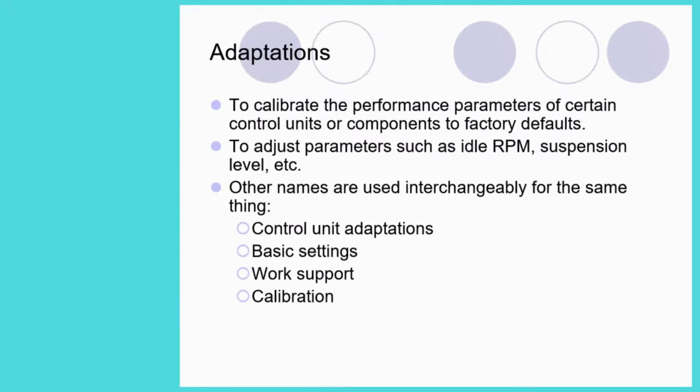Adaptations. To calibrate the performance parameters of certain control units or components to factory defaults. To adjust parameters such as idle RPM, suspension level, etc. Names are used interchangeably for the same thing by different manufacturers: control unit adaptations, basic settings, work support, and calibration.